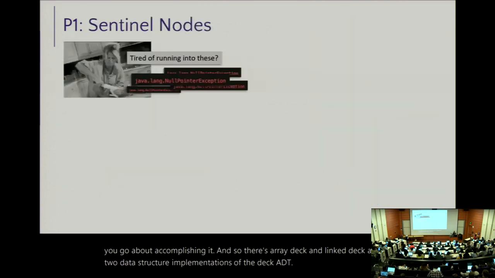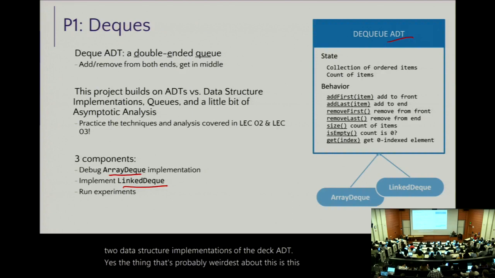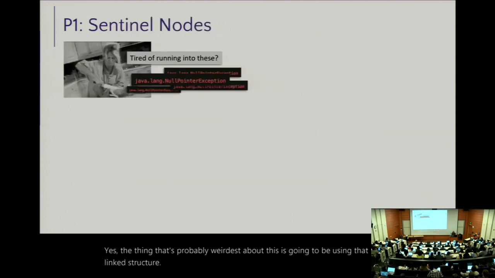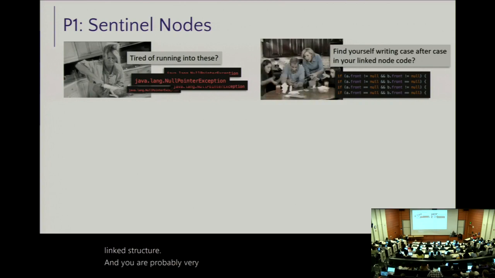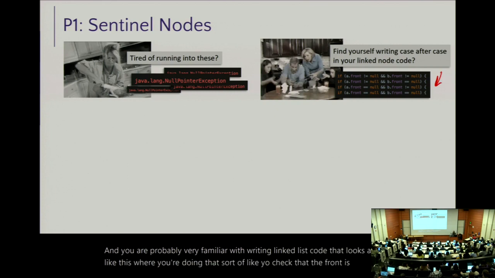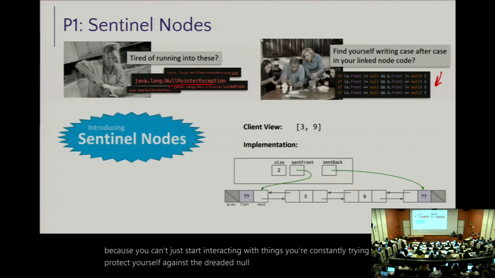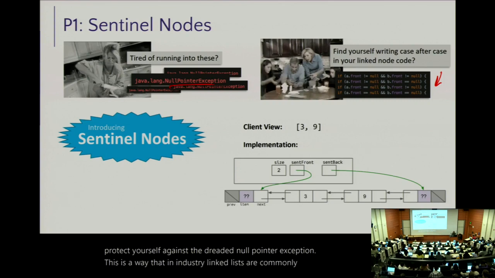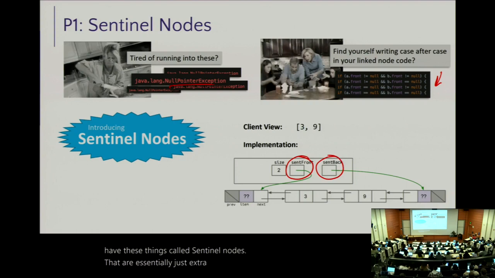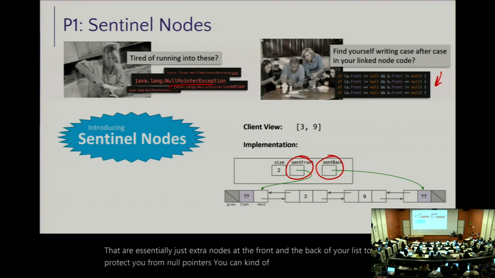The thing that's probably weirdest about this is going to be using that linked structure. And you are probably very familiar with writing linked list code that looks a lot like this, where you're doing that sort of check that the front is not null, because you can't just start interacting with things. You're constantly trying to protect yourself against the dreaded null pointer exception. This is a way that in industry, linked lists are commonly implemented, where we have these things called sentinel nodes that are essentially just extra nodes at the front and the back of your list to help protect you from null pointers. You can kind of think of them as like the bumpers on the lanes in your bowling alley. You know what I mean? That's kind of what's going on there.